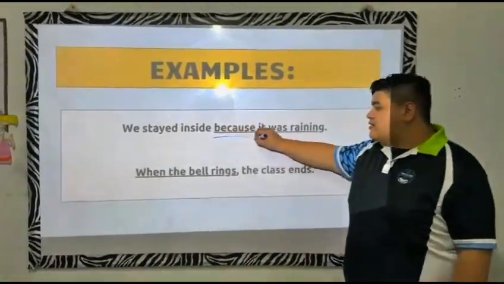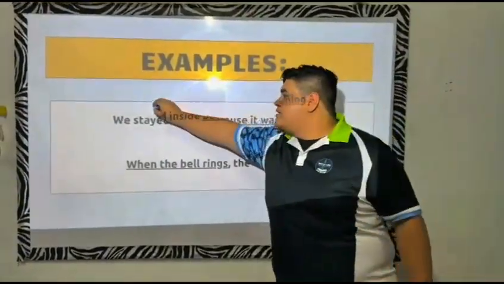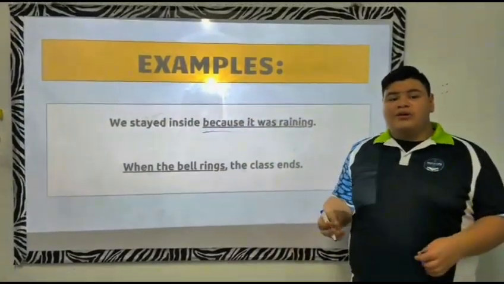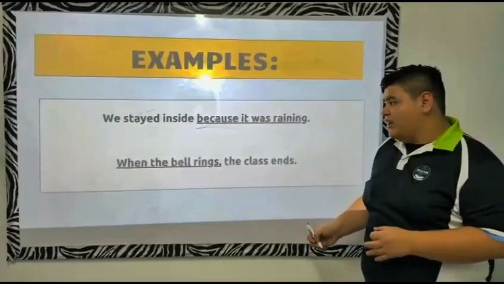And because is the subordinating conjunction. The clause modifies the word stayed and answers the question why. Why did we stay inside? Because it was raining.